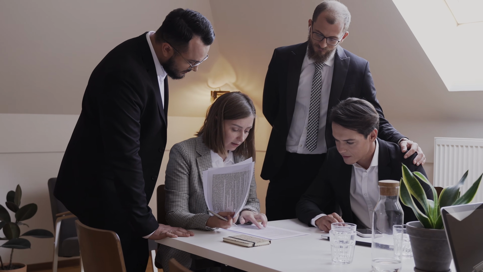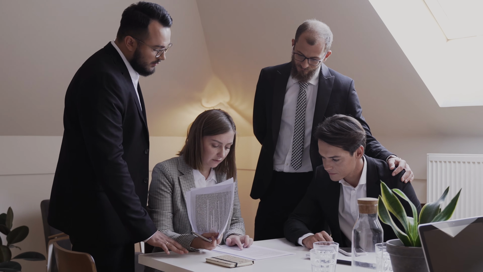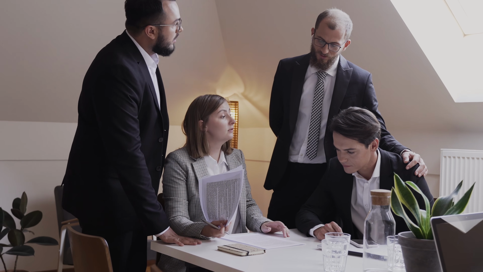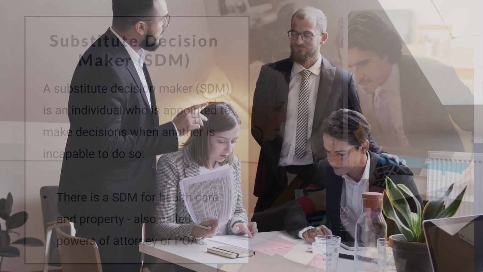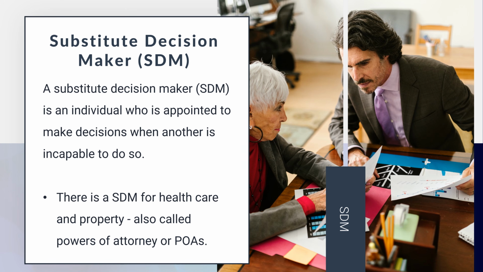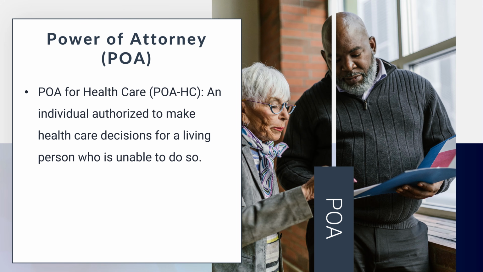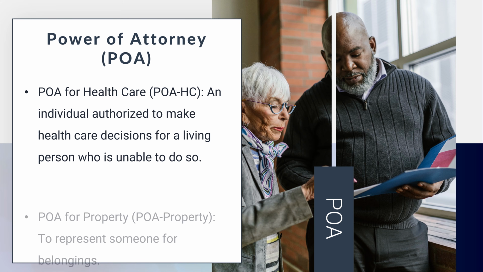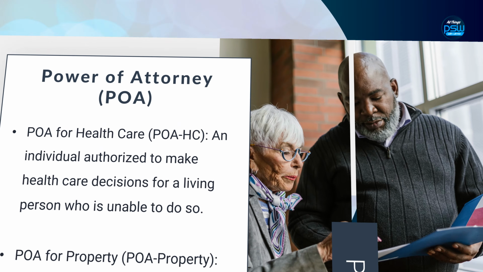I had another video as well where I discussed what jointly and severally means, or just jointly. So please make time to take a look at that video. I believe it was under 10 random questions. Really look at that video to understand those terms. But the substitute decision maker can also be called the power of attorney. So the POA for healthcare can be called the POA/HC, and this is an individual authorized to make healthcare decisions for a living person who is unable to do so. The POA for property is to represent someone for their belongings.